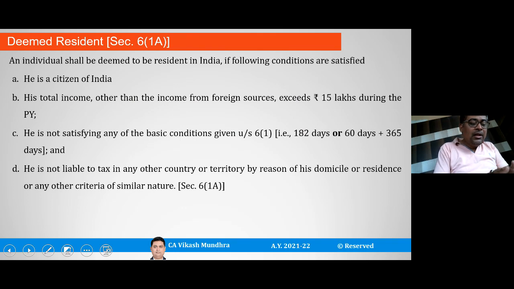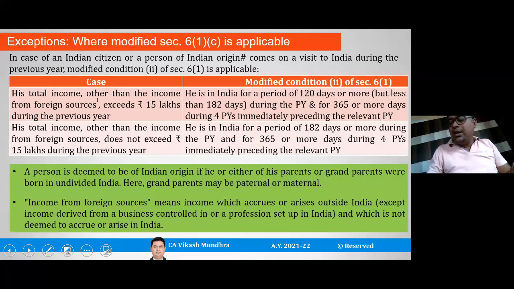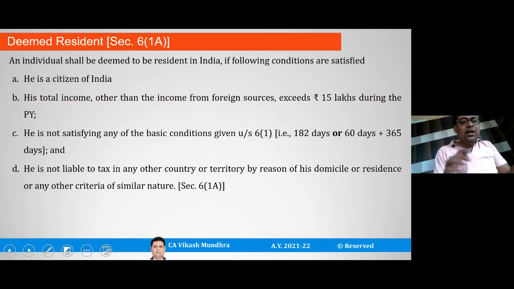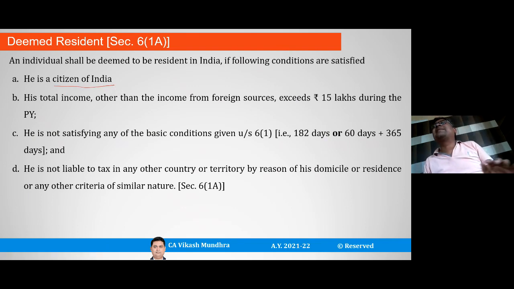But in the earlier exception, it is an Indian citizen or a person of Indian origin. But now, in this deemed provision, the person of Indian origin is missing. Second criterion: his total income other than income from foreign sources exceeds rupees 15 lakh. He is not satisfying any of the conditions given under section 6(1), that is 182 days or 60 days plus 365 days or 120 days or whatever. You are not satisfying either of the conditions.